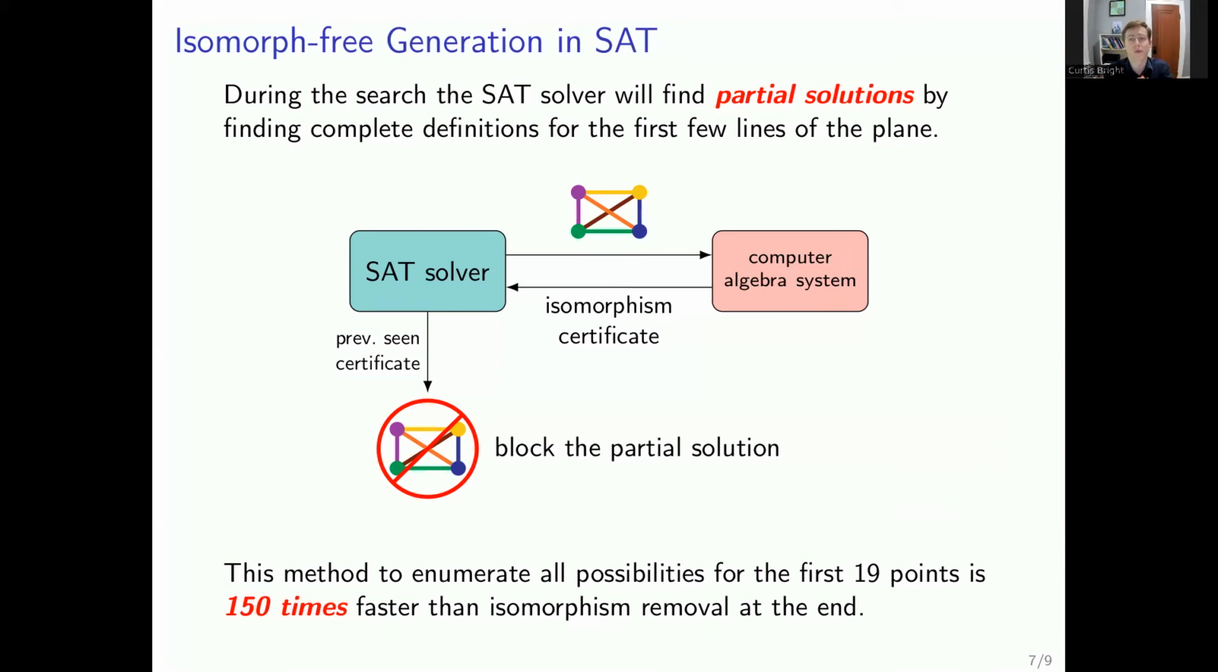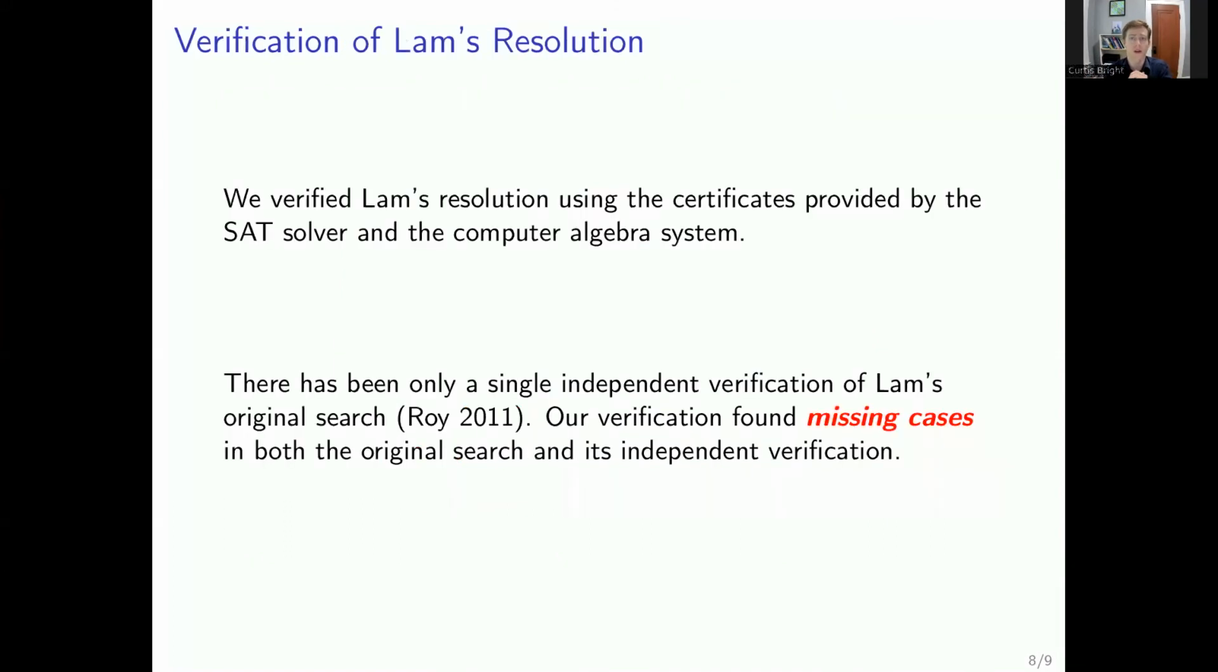And so this is why we hooked up the isomorph-free generation approach inside the SAT solver and not just wait till the end to do the isomorphism removal. It's much faster to do the isomorphism removal inside the SAT solver, even though we're making more calls to the computer algebra system. So in the end, we were able to provide the first formal verification of Lam's result.